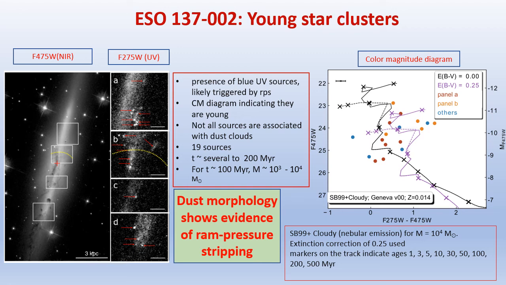Interestingly, all of these blue sources have dust clouds nearby, and some of them are immediately north of dust clouds. This suggests that the star formation of some of these young star clusters is triggered by the compression of ram pressure. So we made a color magnitude diagram to study star formation. We again applied Starburst99 with the same metallicity and two tracks with and without extinction. Based on these tracks, we can put an upper limit on the mass of young star clusters, which is around 10 to the power 4 solar mass, and total age estimated up to 200 million years. The star formation rate is around 1.4 times 10 to the power minus 4 solar mass per year, which is significantly lower than the total star formation rate of the galaxy.